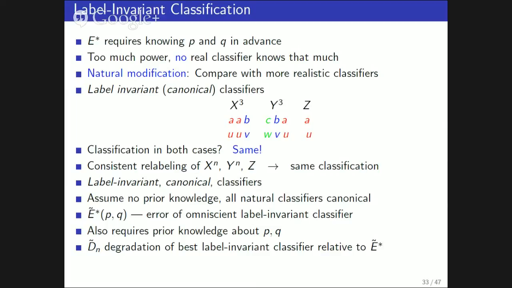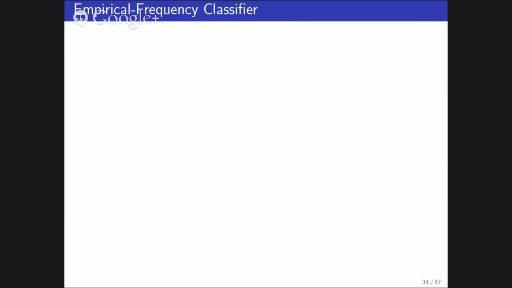All right. So we know that dn is equal to half, and that's the impossible thing. And the question is whether dn tilde could be smaller than half. So first, let's look at the empirical frequency classifier.